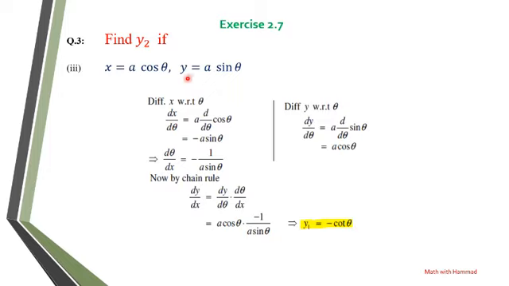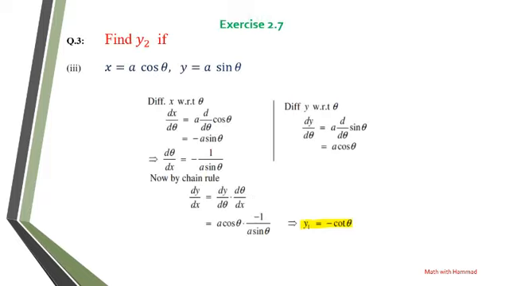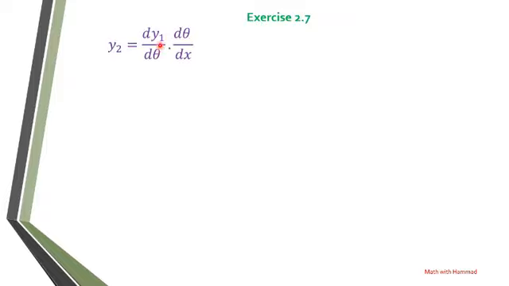Student, these equations are the parametric equations. Also, we will use chain rule. That's why we use dy by dx. So y1 is equal to minus cot theta. Now, first of all, we will construct the formula for y2. y1 is equal to dy by d theta into d theta by dx. Then y2 is equal to dy1 by d theta into d theta by dx.